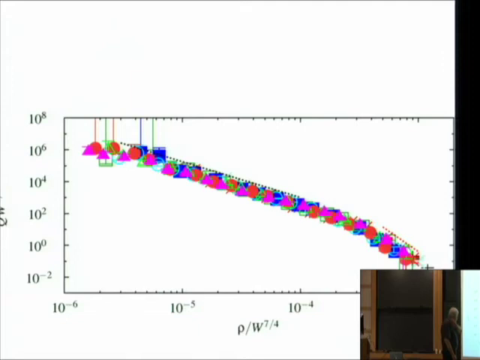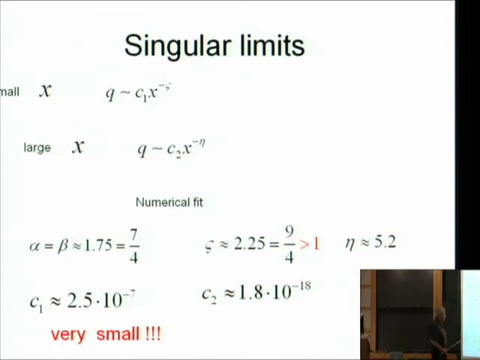So the exponents were, and now let me show you what were the exponents. Alpha equals beta, 7 over 4. And now the exponents on the two edges, it's a singular function that has two exponents. One is called zeta for the small x, that will be most relevant for our case in what follows, for the small rho, and eta is for the large rho. And what is important to remember, something that we could not know without doing the calculation, is that this number is larger than 1. It will be crucial.